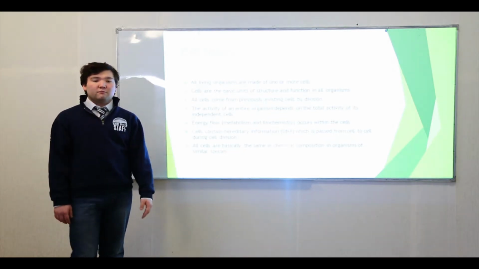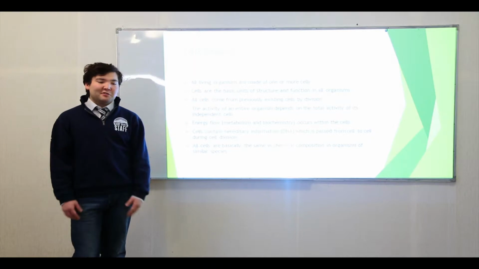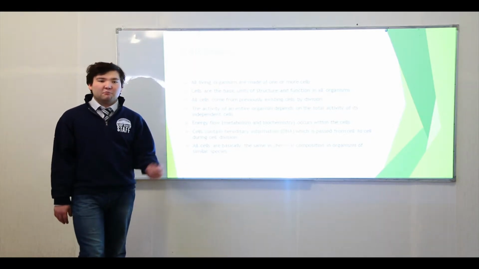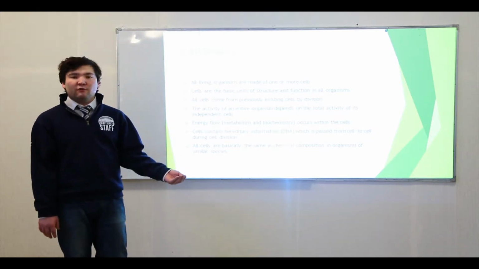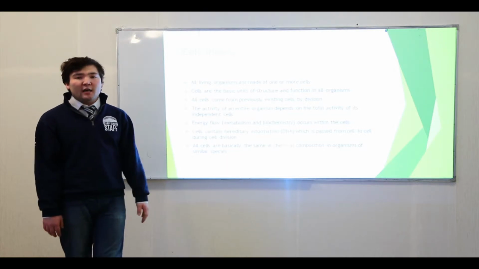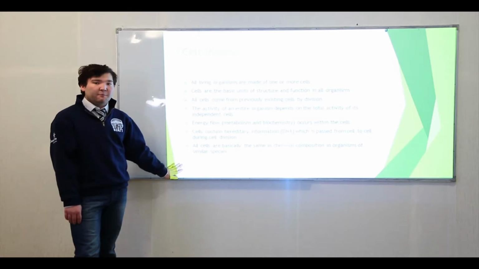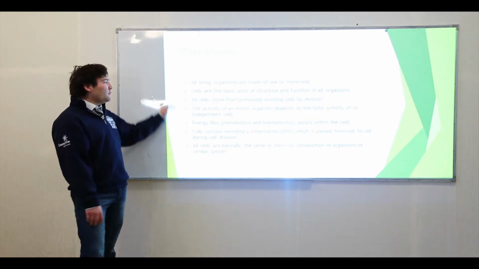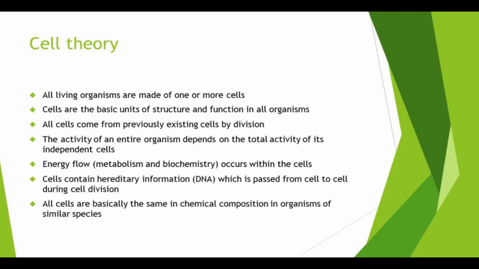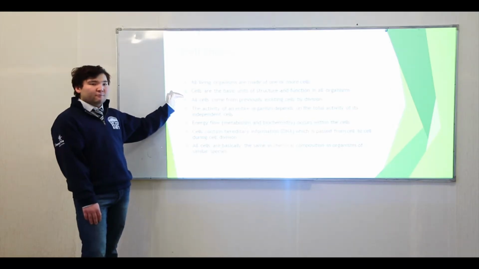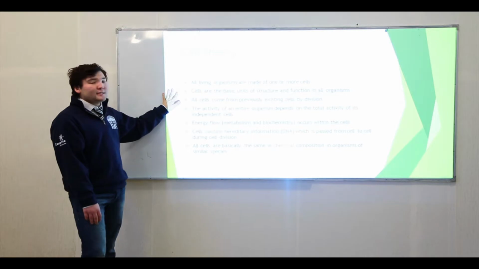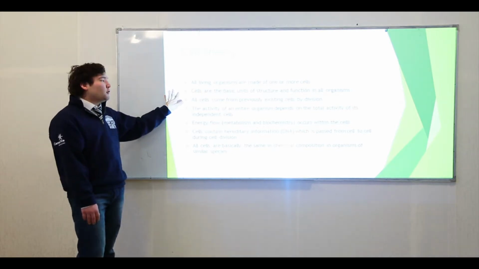Then Schleiden and Schwann discovered and studied the cell for the majority of their lives, and they made the cell theory, which consists of these seven postulates. So you need to memorize all of these postulates, and you should be able to answer any questions on your following exam. So let's go through the cell theory very quickly.